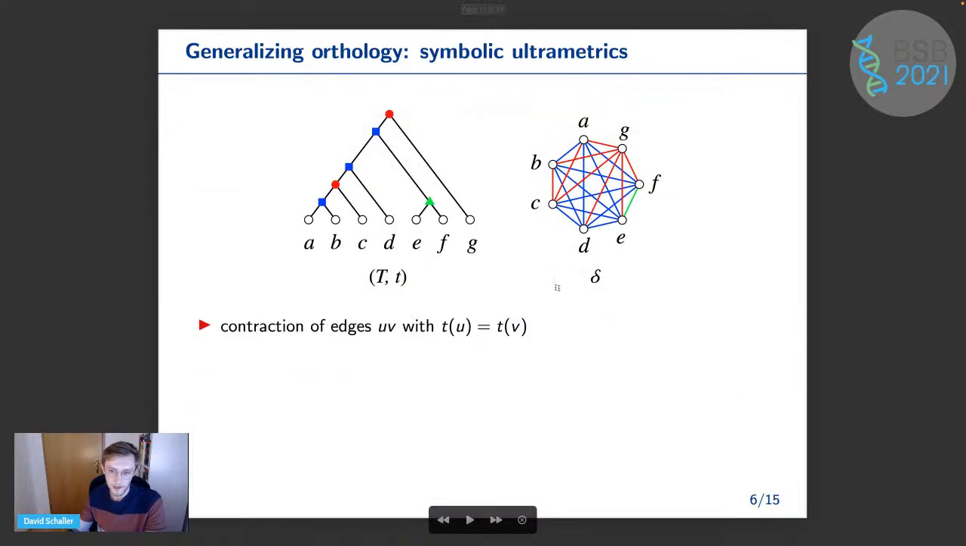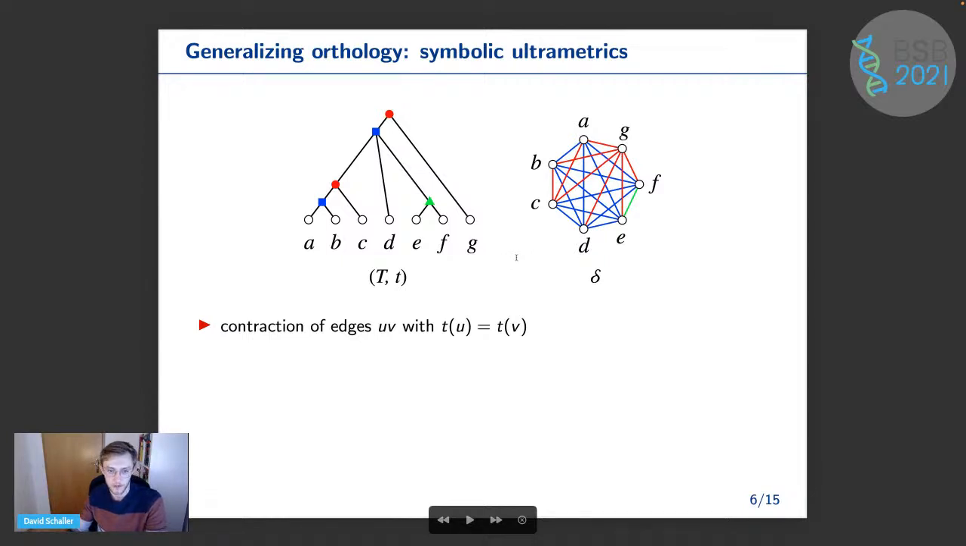So by definition, every symbolic ultrametric is explained by a vertex-labeled tree. But in general, there are many trees. And if you look at this example here, then this is in a specific way not minimal, because here we have an edge whose endpoints have the same label. So what we could do is we could simply contract this edge into a single vertex like this, and give the resulting vertex the label of the original endpoints. And it's quite easy to verify that this changes nothing about the symbolic ultrametric that it explains.